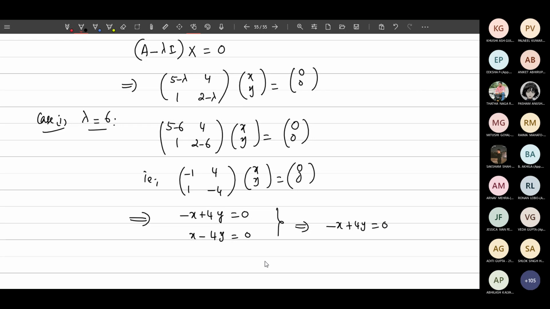So in that case, how do you get the values here? You assume x equal to 1 and get y, or if you assume y, you get x. So this means they are proportional. x and y are proportional to x by 4, y by 1. So suppose we put y equal to 1 here, for example, then what is x? 4, or minus 4.